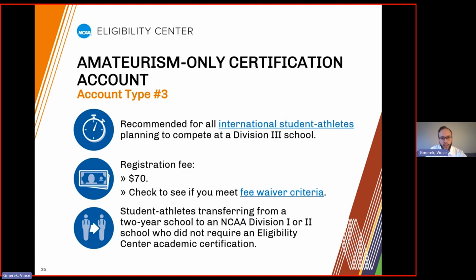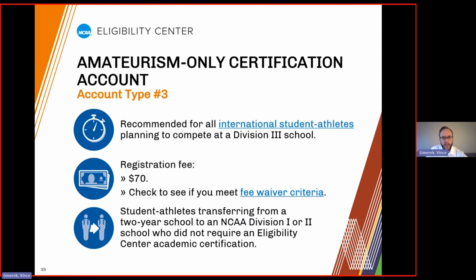So specifically, if you wish to compete at a Division III school, you will need an amateurism only account at least. The registration fee is $70 for amateurism only accounts, and students that are transferring from a 2-year school or another 4-year school to an NCAA Division I or II school who do not need academic certifications would only need amateurism certification accounts. So again, specifically if you're looking to go D3 or if you're transferring from another college or university, you would only need an amateurism account. Always double check with your NCAA school to determine the type of account that you need.